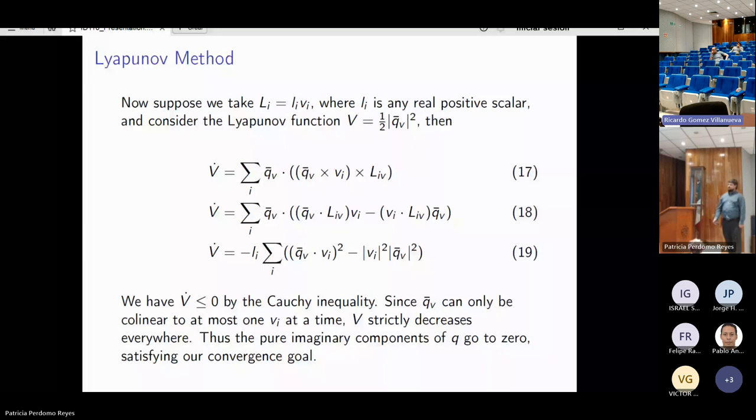We set up the Cauchy-Schwarz inequality, and we have V dot is non-positive, but also since this qv bar can only be equal to at most one of the vi, this V dot has to be strictly negative everywhere. So the vi must be strictly negative everywhere, and we must have at least two vi in order to encode orientation. Because well, we'd have three, but then there's no orientation preserving flips if you only have two, so you just need two.